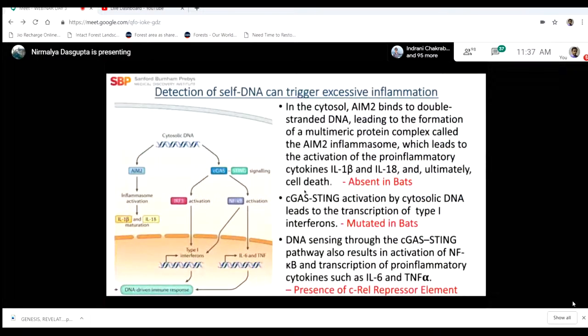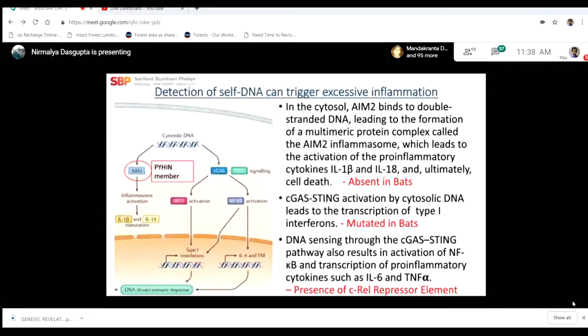So now we can see that because bats receive that much reactive oxygen species and DNA damage, in bat cells, though they have a very efficient DNA repairing system, still there are chances that mitochondrial DNA or genomic DNA can come to the cytoplasm. Then what happens? The cytosolic DNA can be recognized by the AIM2 pathway and can produce IL-1 beta and IL-18 and can cause apoptosis of the cells. That's why they don't have this whole pyrin gene family.